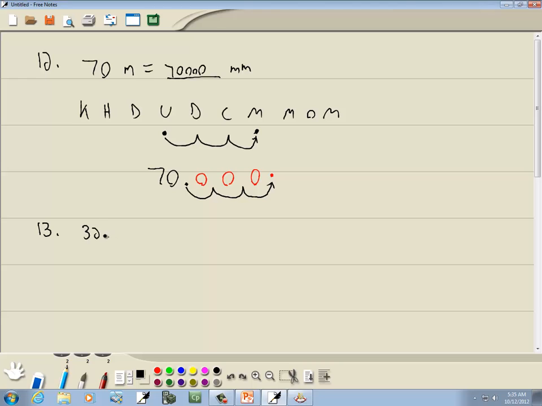320 micrograms. I'm not very up on the abbreviation for micrograms. Anyway, I'll just write out micro. Micrograms, yeah. And we want to convert that probably to milligrams. That would just be mg.